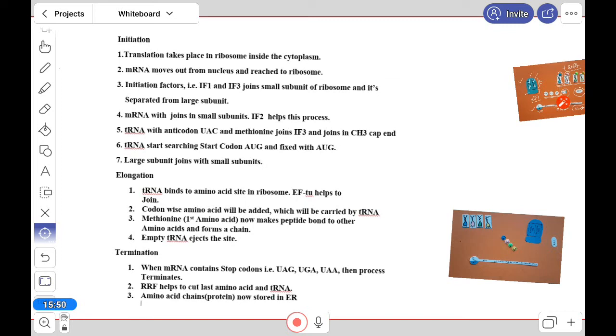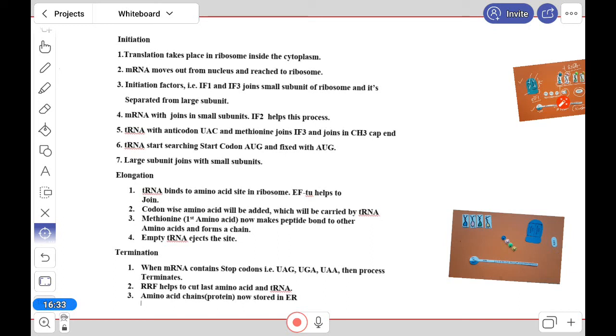Elongation, you know that it can be very long, but in your discussion it will be the shortest one. The tRNA now binds to the amino acid site of the ribosome. Here elongation factors help it join. Codon by codon it is now added, carried by the tRNA. Methionine is first, after that one after another. Now the peptide bond will be made. The empty tRNA is ejected from the site. In some books there are 3 sites, but according to your book I kept it at 2 sites.